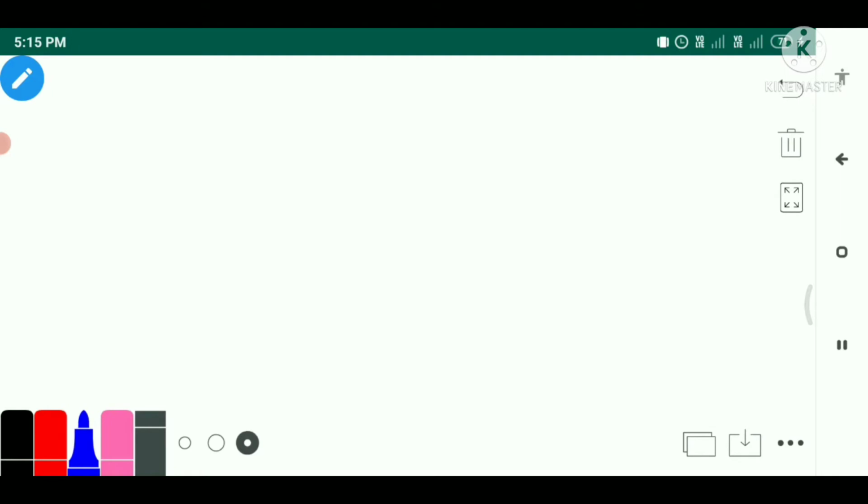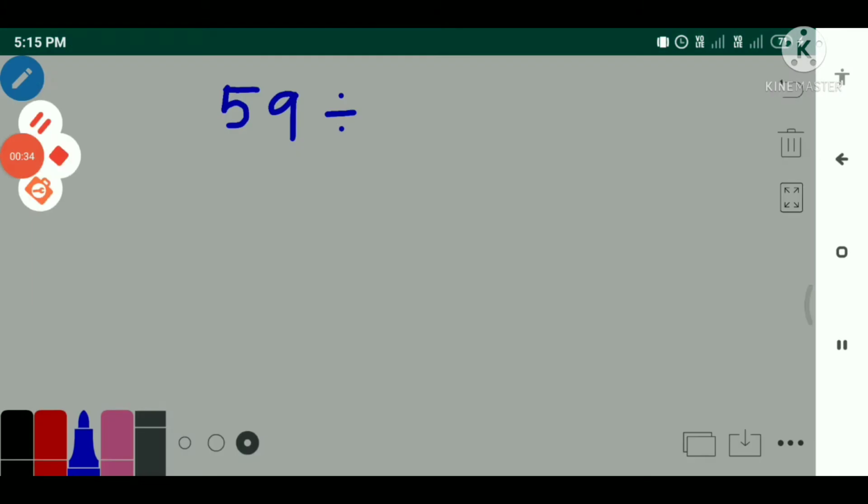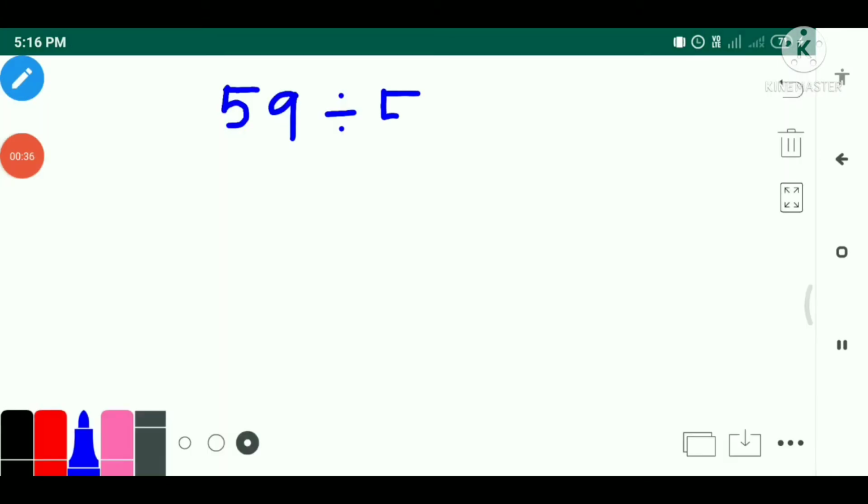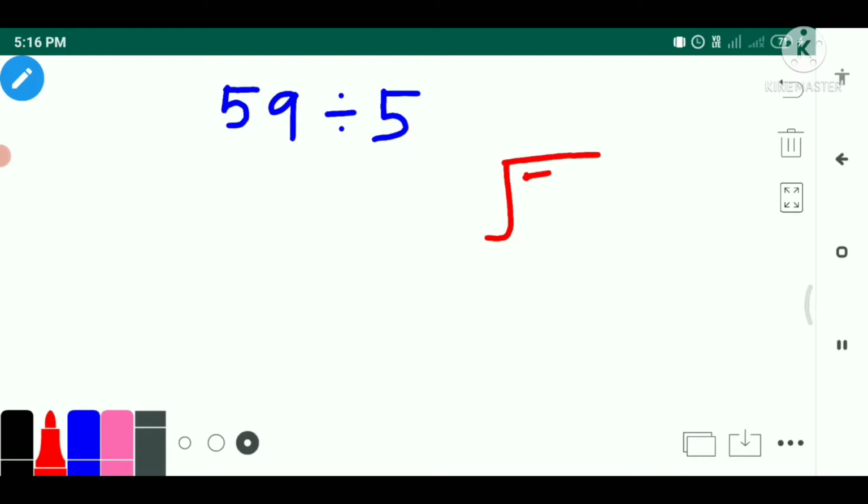Suppose I have to divide 59 by 5. So we'll use the long division method. We'll make a box. Inside the box we'll write the dividend, that is 59, and outside the box we will write the divisor, that is 5.